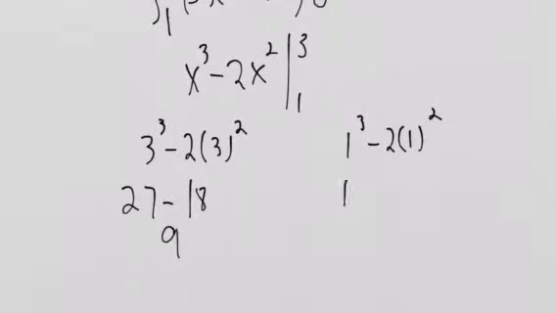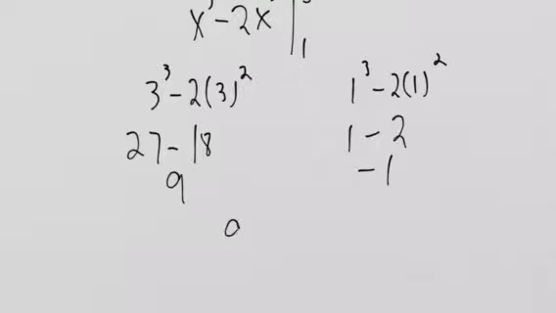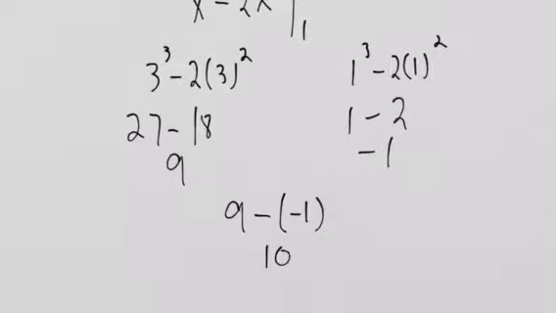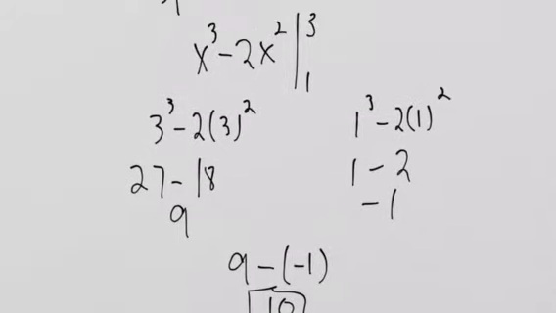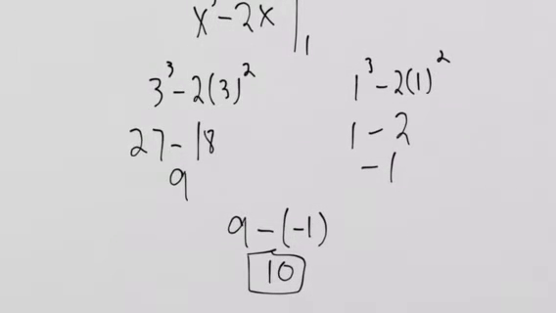1 cubed is 1 minus 2 times 1 squared is 2. That's going to give us negative 1. And we know we need to subtract these values, so we get 9 minus negative 1, which is going to give us a final answer of 10. All right, sometimes I like to do these calculations separately so that I don't mess up the signs. Plug in 3 separately, find the answer. Plug in 1 separately, find the answer, then subtract them. But you can do it however works best for you, as long as you can arrive at this final answer without messing up one of the signs.